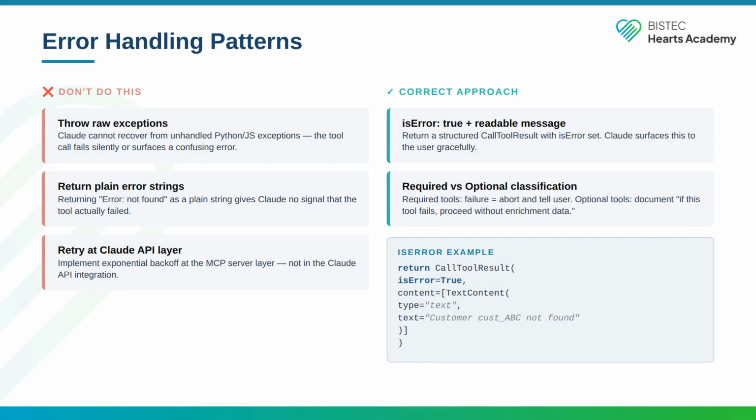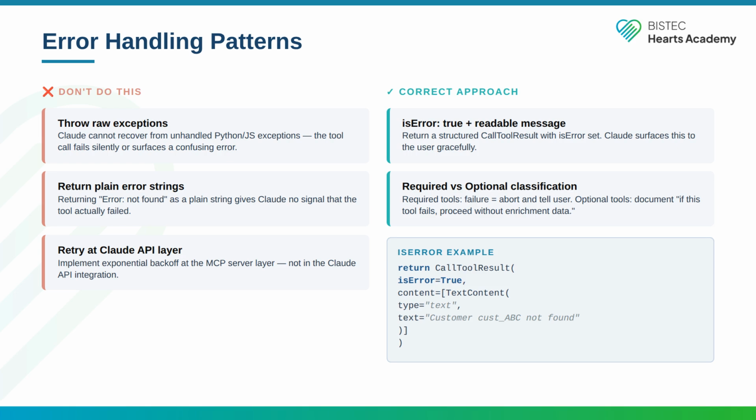Claude is a language model. It processes text. When your MCP server throws an unhandled Python exception or JavaScript error, Claude may receive a confusing, non-structured message, or the tool call may simply fail. You cannot rely on Claude gracefully handling raw exceptions. The controlled failure pattern is always the right approach.